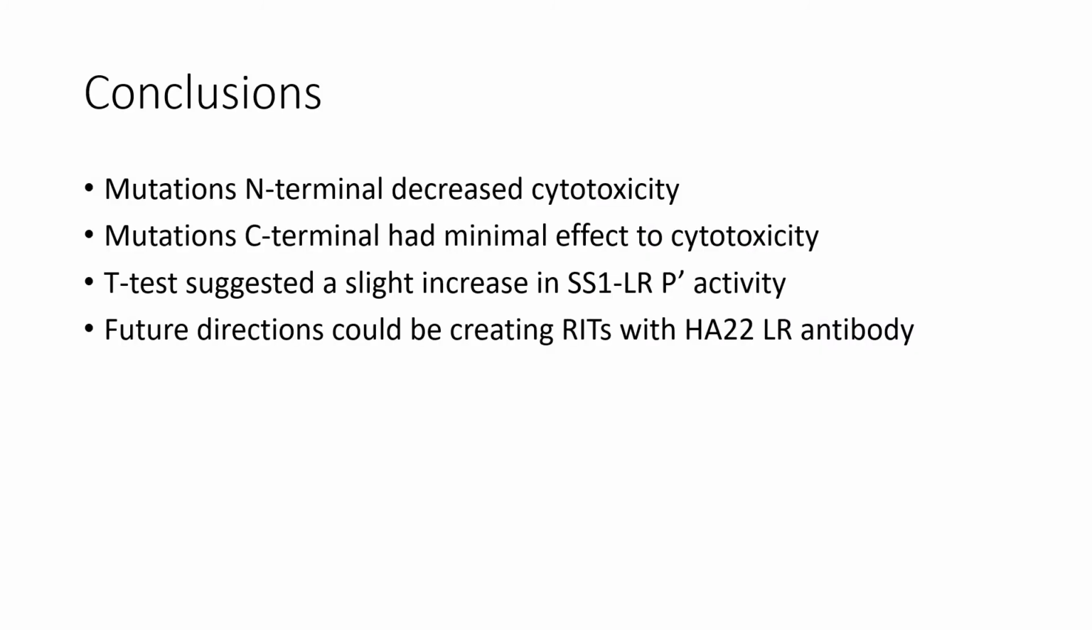After analyzing the results of the cytotoxicity assays, we concluded that the mutations N-terminal to the cleavage site, which was SS1-LR P, decreased cytotoxicity relative to the wild-type SS1-LR-GGS, while the mutation C-terminal to the cleavage site, SS1-LR P', had a minimal effect on cytotoxicity. The t-test suggested that there was a slight increase in SS1-LR P' activity, which could indicate a slight increase in cytotoxicity compared to the wild type. These conclusions indicate that my hypothesis was incorrect.